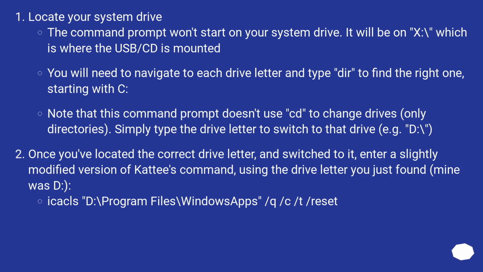Locate your system drive. The command prompt won't start on your system drive. It will be on X:\, which is where the USB or CD is mounted. You will need to navigate to each drive letter and type dir to find the right one, starting with C. Note that this command prompt doesn't use cd to change drives, only directories. Simply type the drive letter to switch to that drive, for example D:.